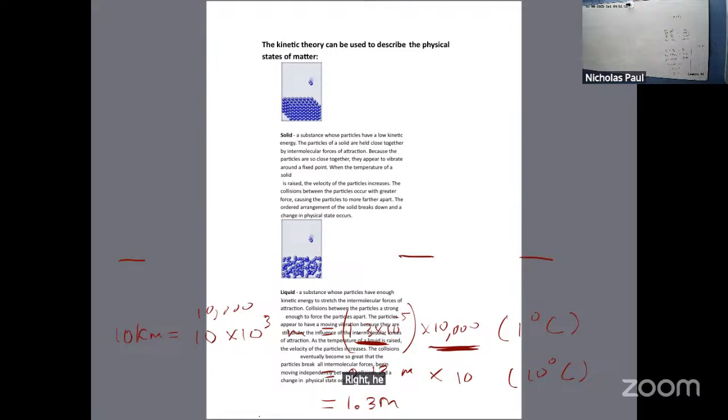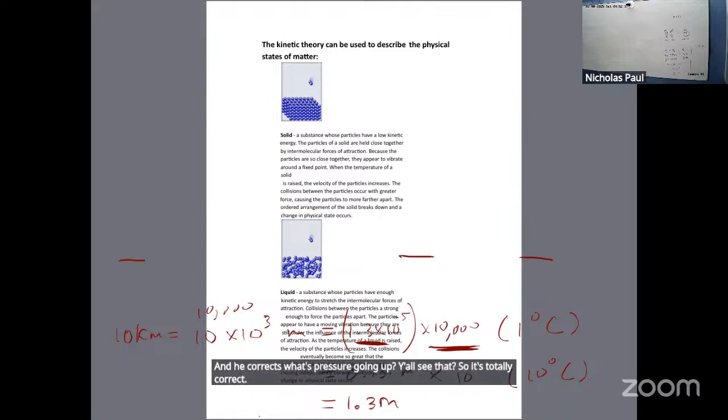All right, Ethan. I want to make the pressure in here larger. What can I do? Pump more in it. You see, pump more in it. So let's put some red. And it corrects. Watch, pressure going up. Y'all see that? So you're correct. What else can we do?